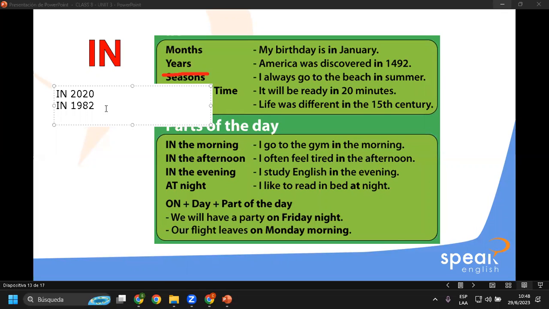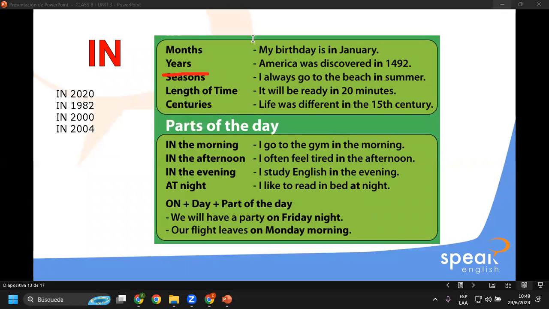How about you guys? Who else? In 2000. In 2004. Wow, I feel so old. I just feel so old. So look, if we are talking about years, we use "in," okay?